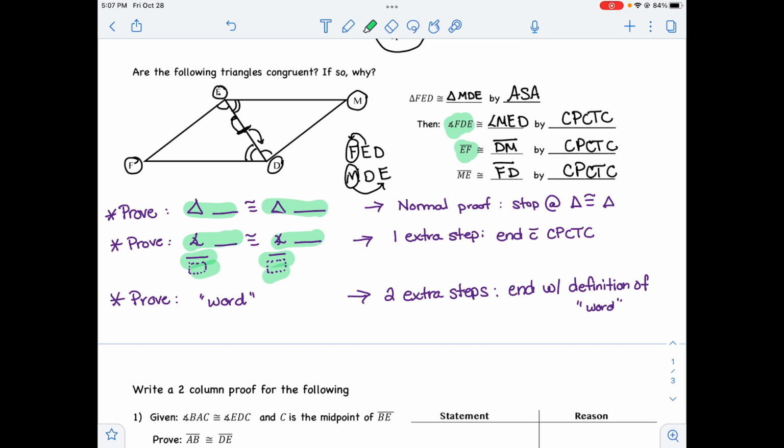If we have to prove a word, so some type of definition, we have to do two extra steps. So we do our normal triangle, then we do the CPCTC, then we have to do a final step, and we have to end with the definition of the word.